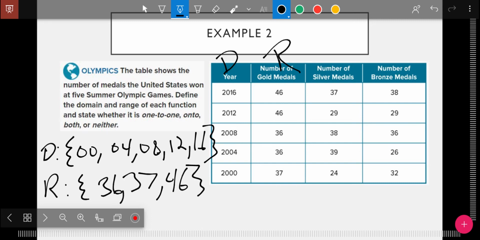Is it 1-to-1? Did the domain repeat? The domain does not repeat, so yes, it's 1-to-1. Is the range all reals? No. So for our class, we're going to say it's not onto, which means it's not both and it's not neither.